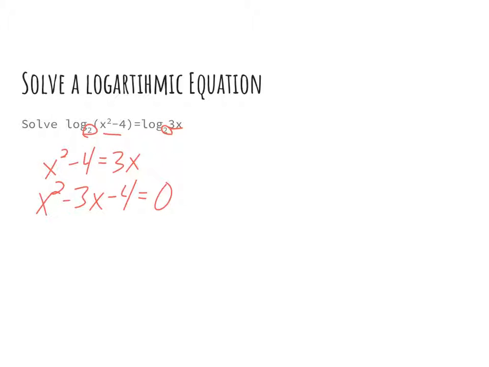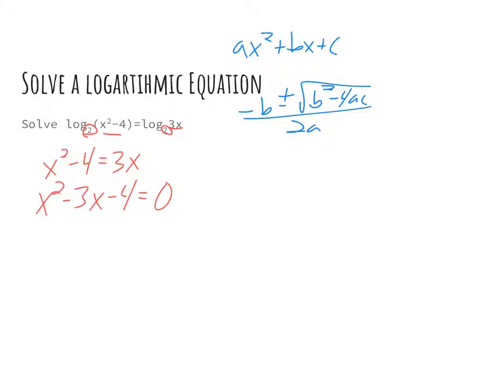From here, there's a handful of different ways we can solve it. We can graph it on our calculator and find the zeros. We can factor it. We can use the quadratic formula. Okay, we have all of those options available to us. If we want to use the quadratic formula, remember that is negative b plus or minus the square root of b squared minus 4ac all over 2a. And that comes from ax squared plus bx plus c.